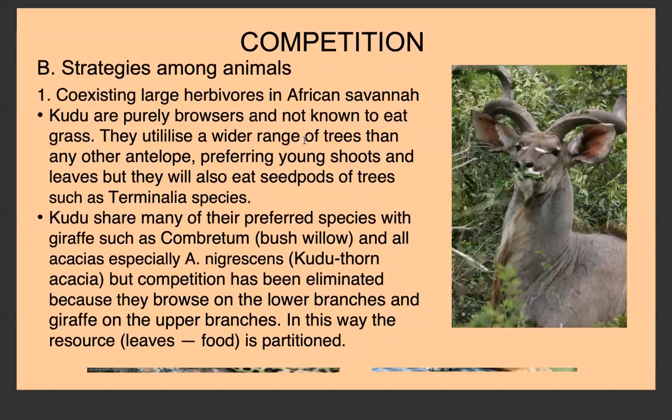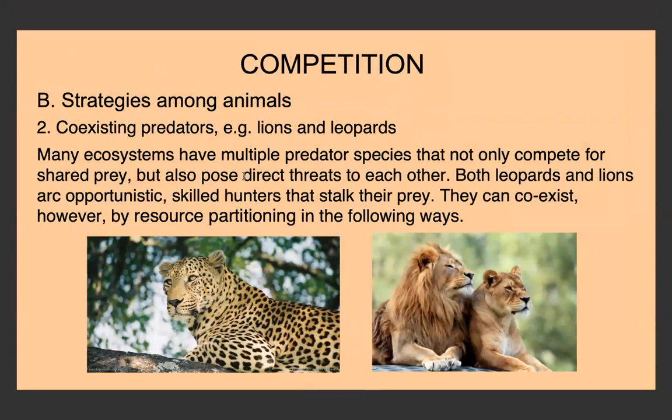There's also competition between predators, for example, lions and leopards. Obviously, many ecosystems have multiple predator species that compete for shared prey, and they're also threats to each other. If a lion sees a leopard or a leopard cub or something, they'll often kill each other. They're both opportunistic, skilled hunters, and they both stalk their prey. They can coexist through resource partitioning.